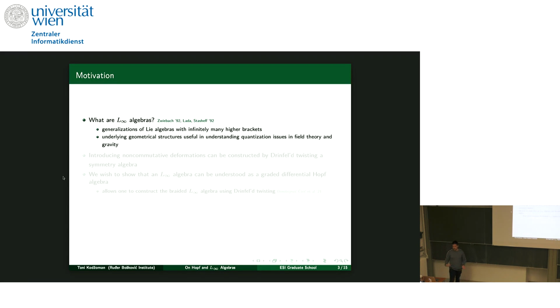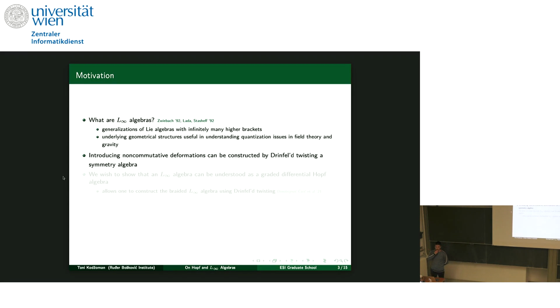One of the most famous ones would be in the Kontsevich formality theorem, which relates the quasi-isomorphisms between two L-infinity algebras with the existence and classification of star products on Poisson manifolds. Another one is useful in potentially trying to understand and deepen our understanding of non-commutativity.